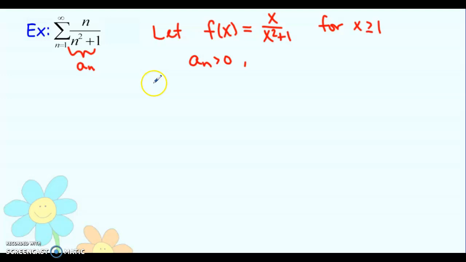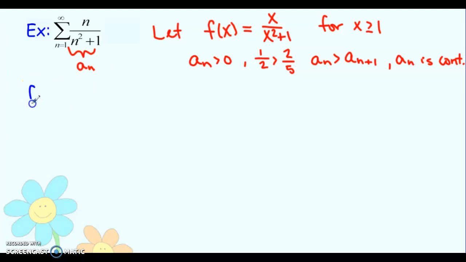Is it decreasing? Well, let's take a look at two consecutive terms. If we plug in 1, we get 1 over 2. If we plug in 2, we get 2 over 5. So it's decreasing. So a sub n is greater than a sub n plus 1. And this is a continuous function. We have no discontinuity when our x is greater than 1. So we've established those three things first.